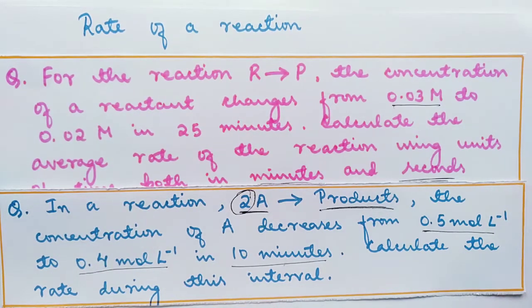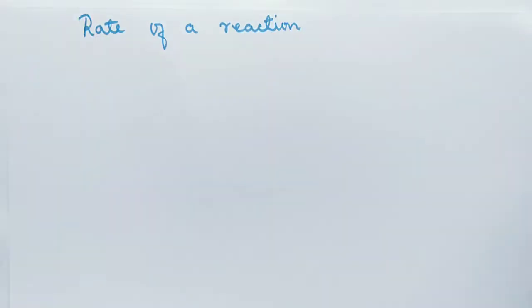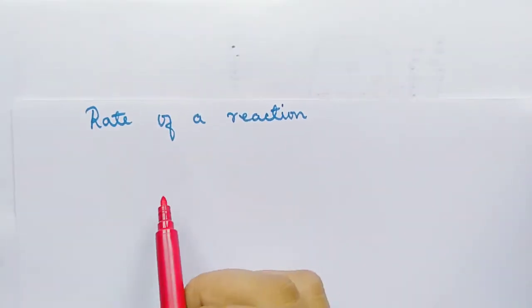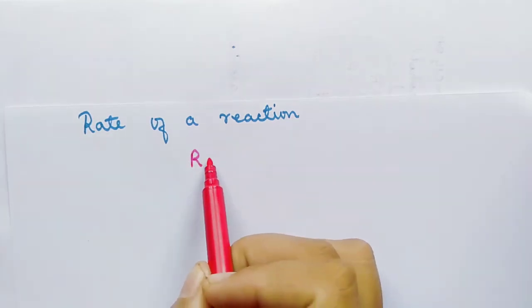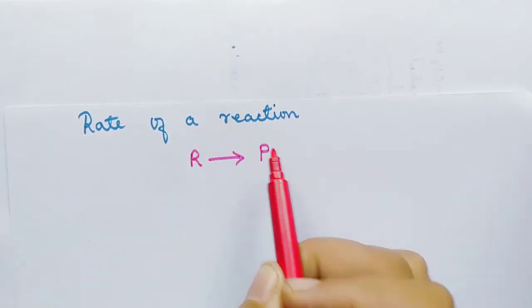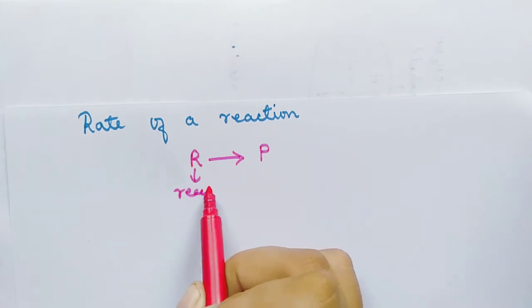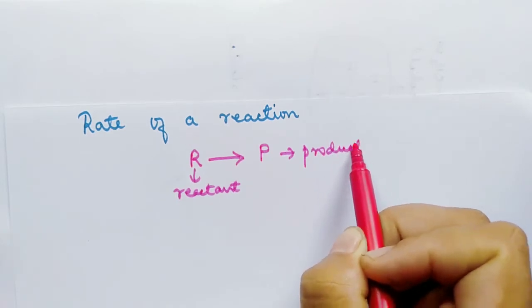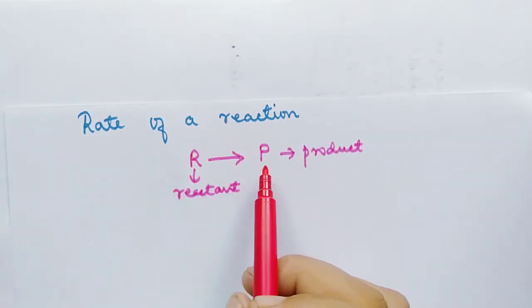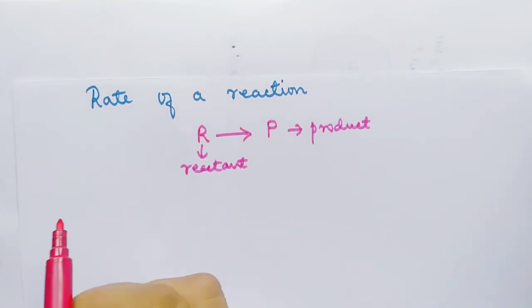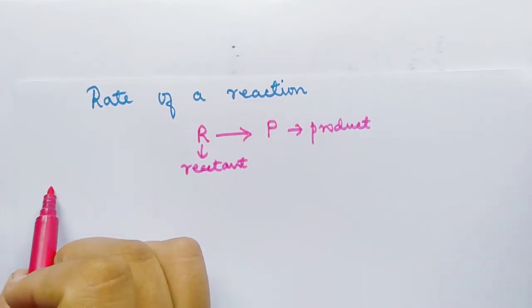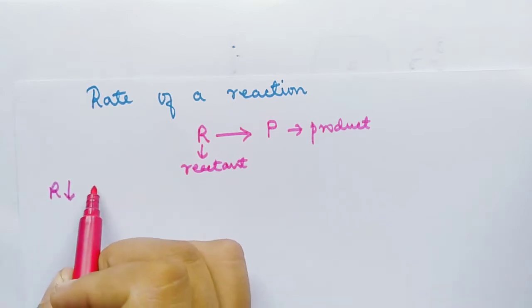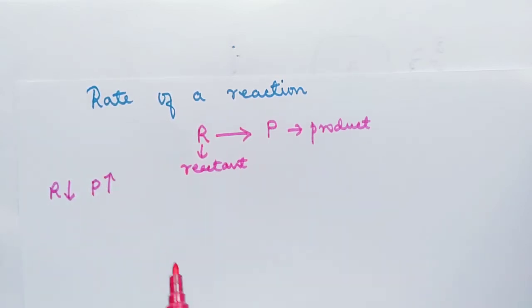In this video, we are going to solve these two numerical problems from chemical kinetics. But first we have to know the theory. Suppose we have a reactant R. This reactant R produces a product P. One mole of the reactant produces 1 mole of the product. Now as the reaction proceeds, the concentration of the reactant decreases, whereas that of the product increases.